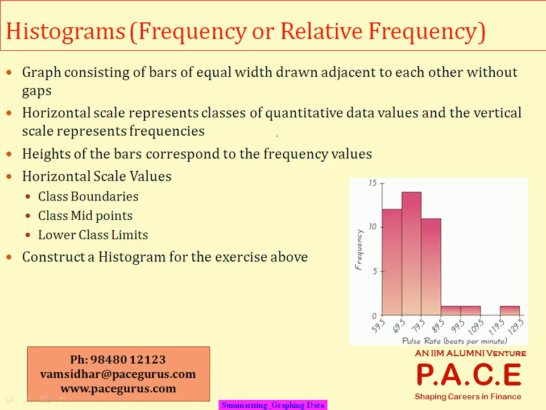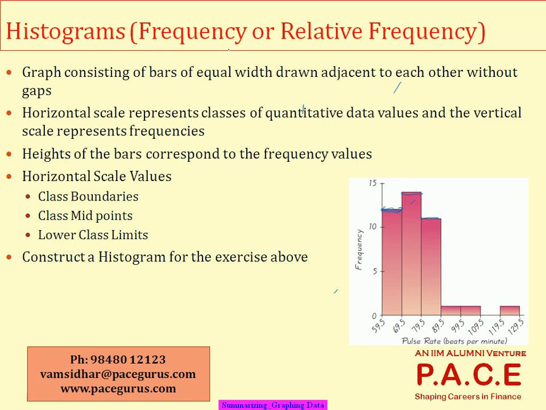The most common graph constructed with the frequency distribution is the histogram, where you convert the frequencies into vertical bars like this. The first one had a frequency of 12, so I have plotted a 12 here. The second one a frequency of 14. The next one a frequency of 11. So just plot that data in the form of vertical bars.